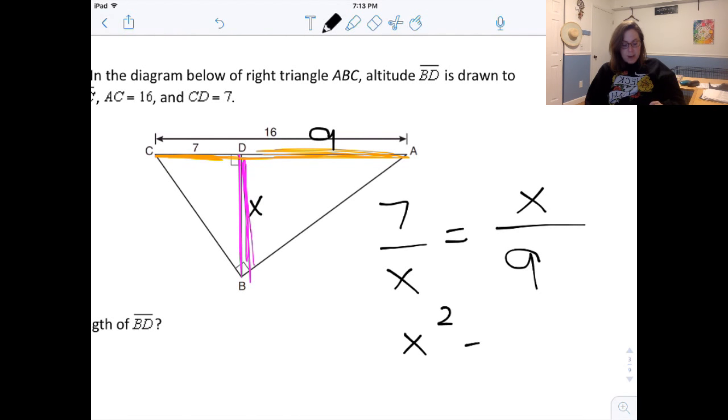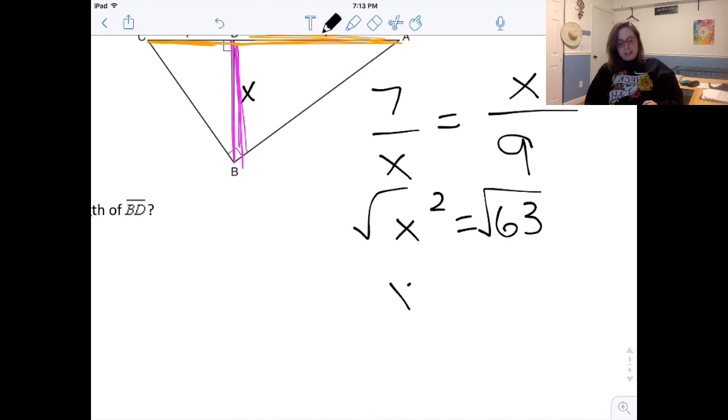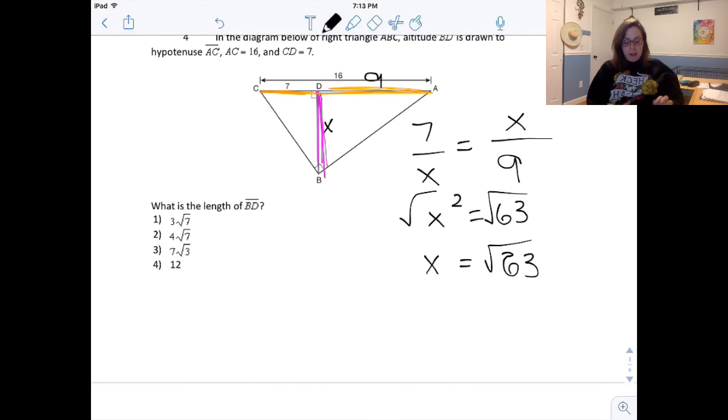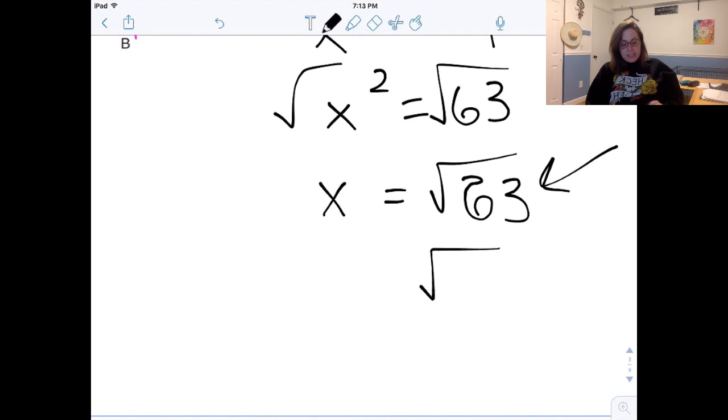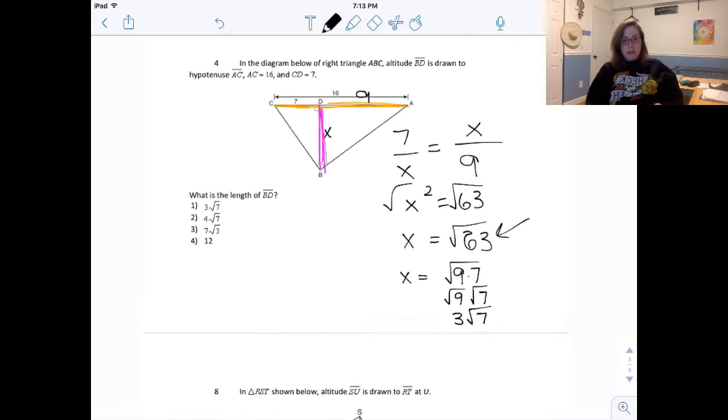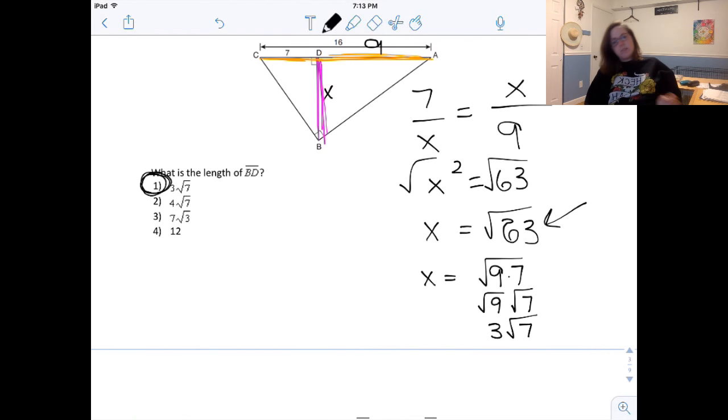So cross multiply, x squared equals 63. Square root both sides. So x is the square root of 63. And now you have 2 options. Let's say you forgot how to simplify. You got nervous, you forgot. Put this into your calculator, and then put each of the answer choices into your calculator and see which one matches. Okay? Now your other option is to say, well, 63 is 9 times 7. And I know the square root of 9. I don't know the square root of 7. Square root of 9 is 3, and that's radical 7. So this would be answer choice 1.